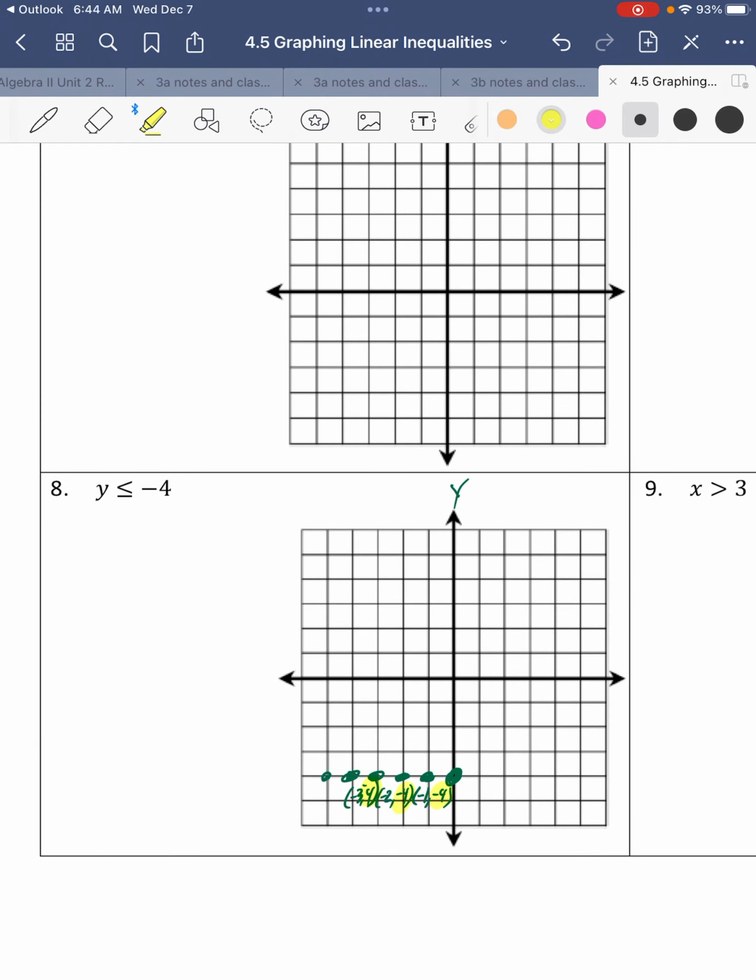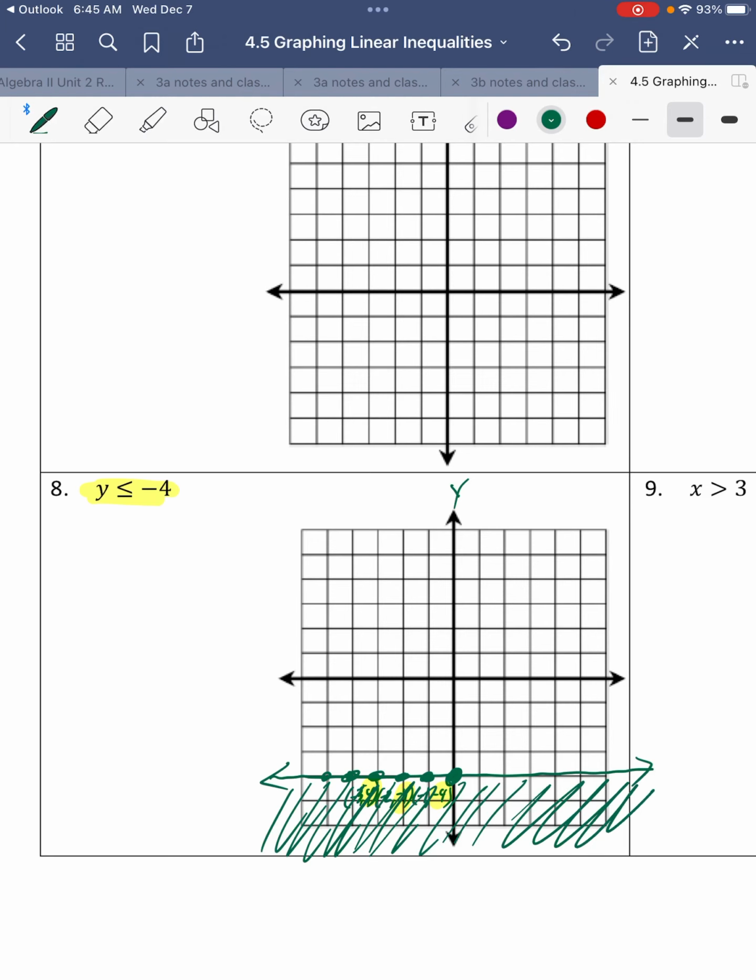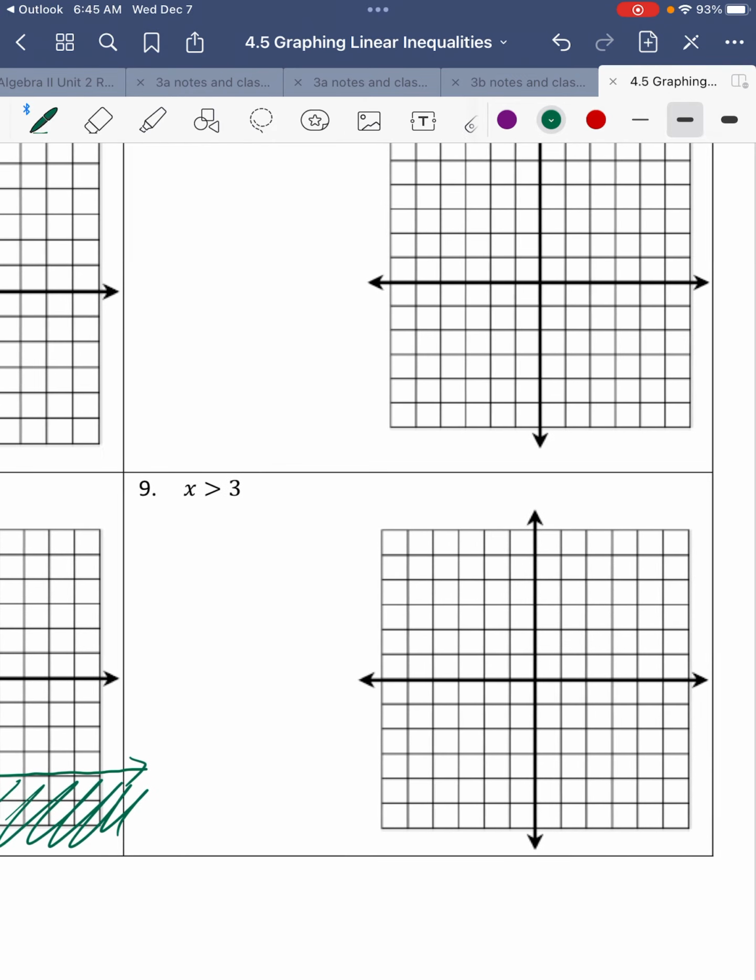And that's what this equation is. Y is always negative 4. So that tells you it's a horizontal line. It's equal to, so it's going to be a solid line. And now shading, it is less than. That's a less than sign, so we're going to shade below. All right, let's take a look at number 9.